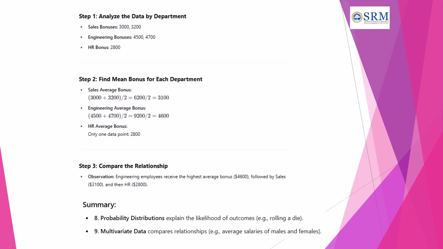To find the average bonus for each department, we add the bonuses and divide by the number of employees. Sales bonuses add up to 6,200, so the average is 3,100. Engineering bonuses total 9,200, giving an average of 4,600. HR has just one bonus of 2,800. Comparing these, engineering employees get the highest average bonus, followed by sales and then HR.